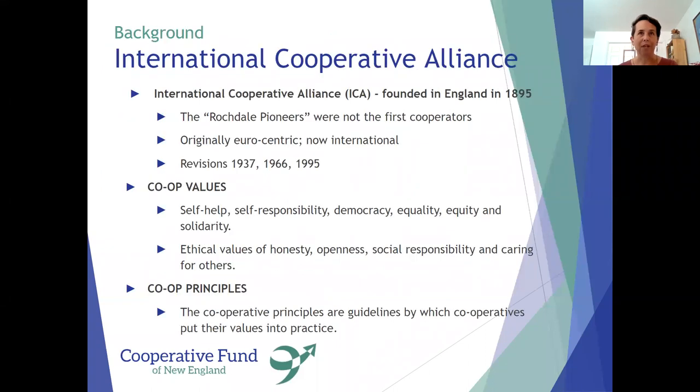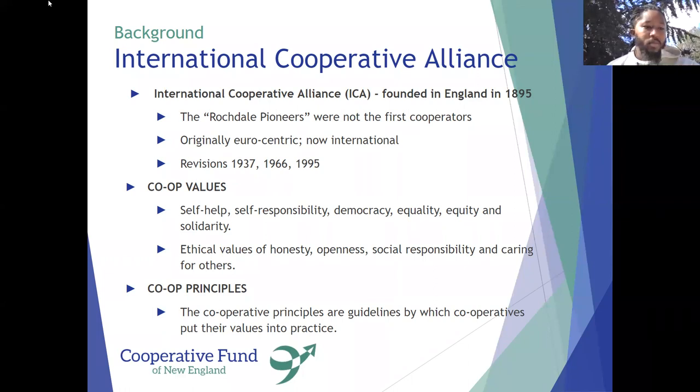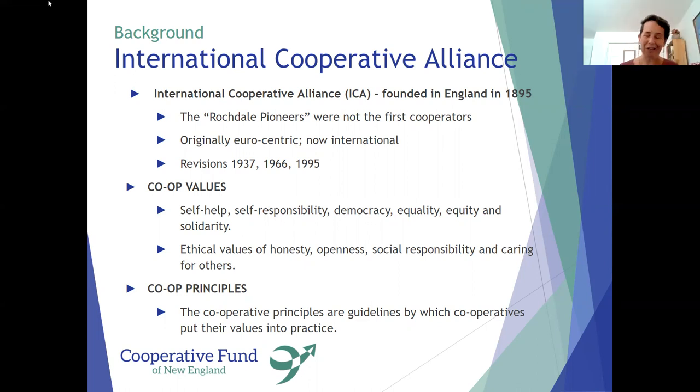And just a little background on the cooperative principles as a whole. They have been formalized by the International Cooperative Alliance, which was founded in England in the late 1800s. But they really are somewhat universal principles. These values of cooperation and of self-help and mutual aid are cross-cultural. So we want to be really clear that the co-op principles are the international modern way that we've formalized what our values are in this movement, but they're not the end all be all. They pre-existed this articulation, and they're also constantly being updated.